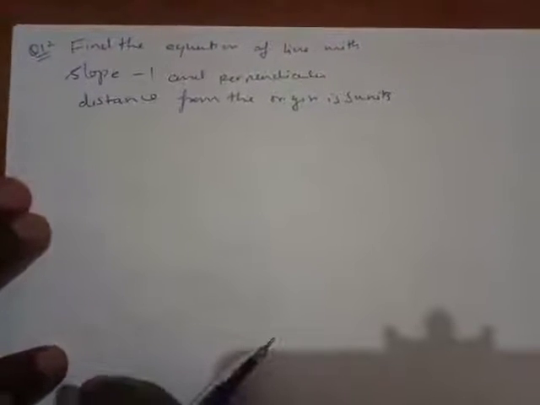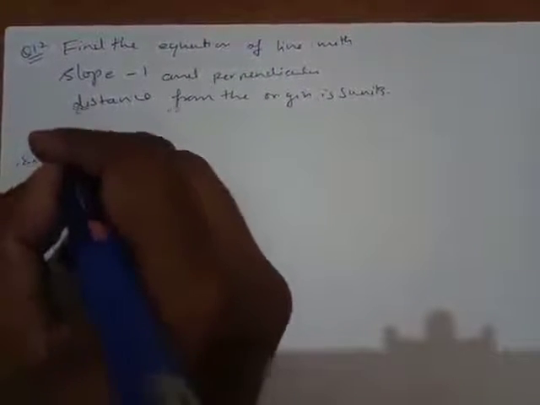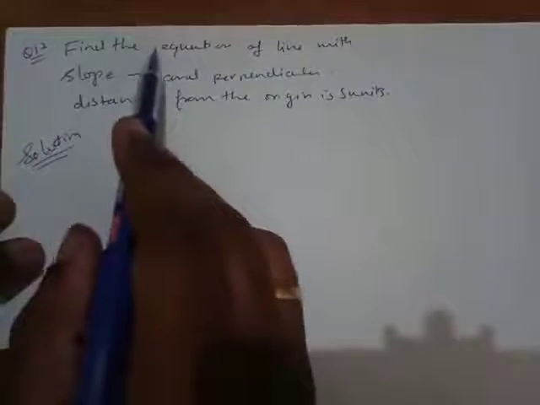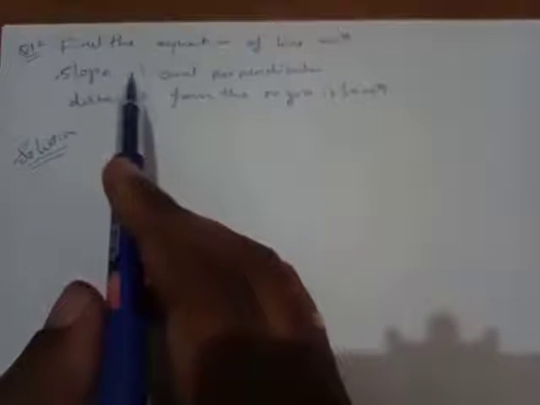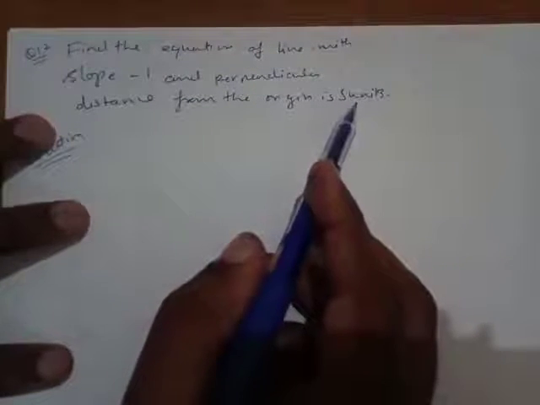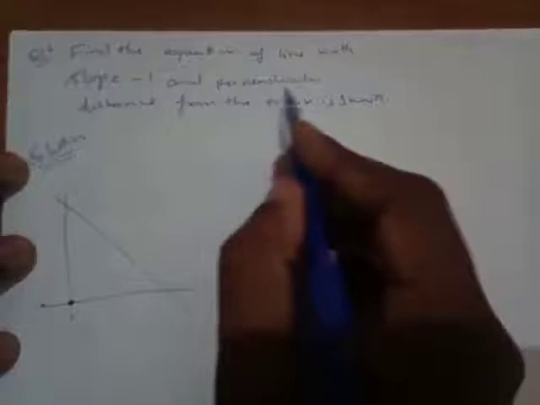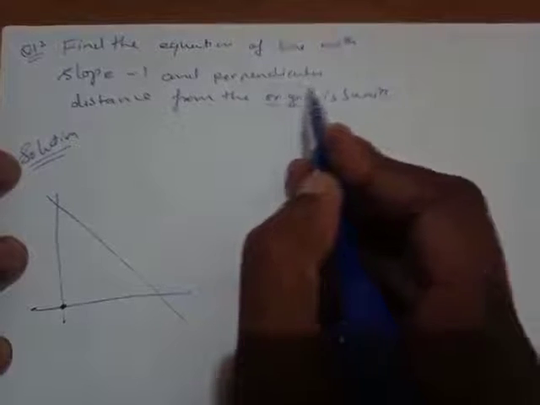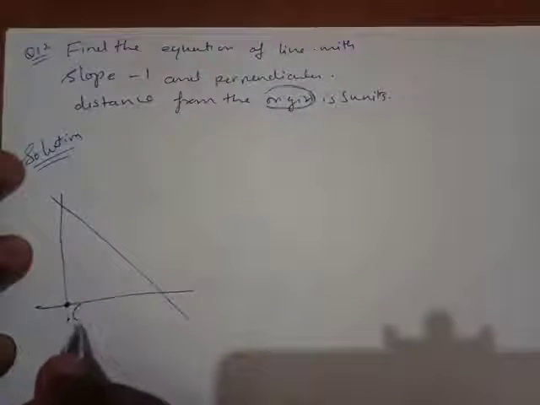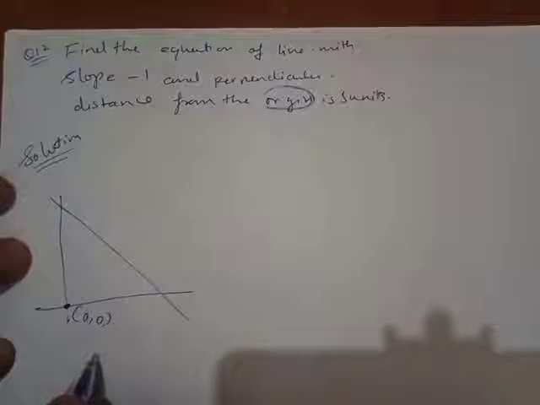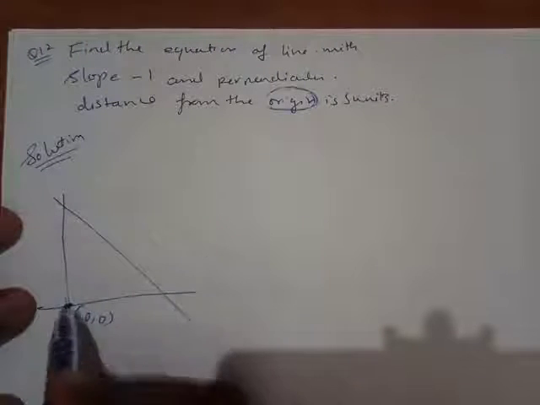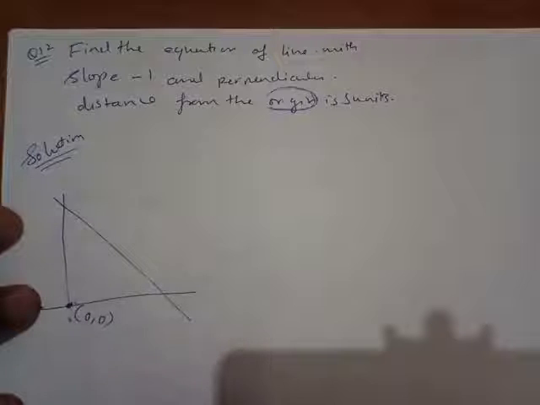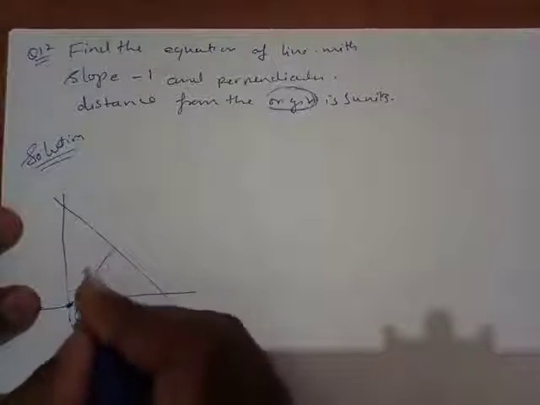Okay, let's try solving question number 12. Question number 12 says, find the equation of a line with slope -1 and perpendicular distance from the origin is 5. So if this is the line, here a point is given: the perpendicular distance from the origin. That helps me get a point, 0,0. You have to understand this point. It can be given here, here, or here. So I got one point, that is 0,0, and I got the distance also. What is the distance? 5.